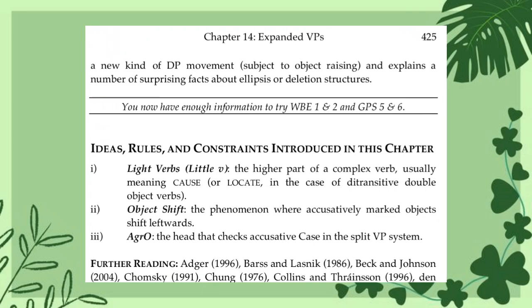So we have here ideas, rules, and constraints introduced in this chapter. Number 1. Light verbs or little v, the higher part of a complex verb, usually meaning cause or locate in the case of the transitive double object verbs. Roman number 2. Object shift, the phenomenon where accusatively marked objects shift leftwards. And AgrO, the head that checks accusative case in the split VP system.